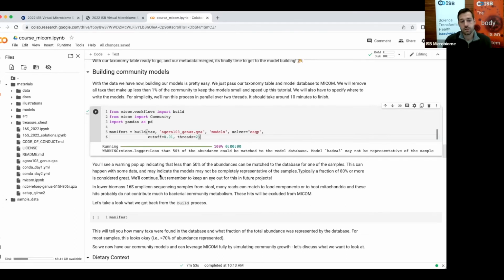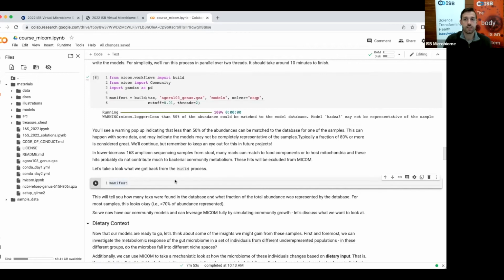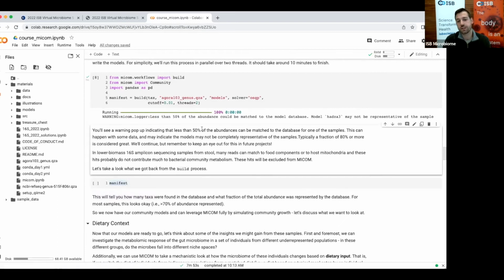All right, so with that out of the way, let's take a look at the output from our build command. I do want to mention that we will continue with this model, even though less than 50% of the abundance could be matched. But it is an important thing to keep an eye out in future projects. Again, it is something that the microbiome community needs to address in coming years.